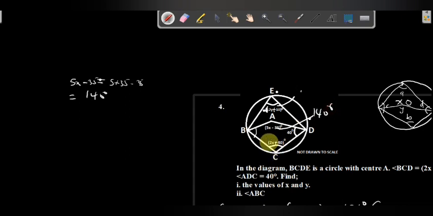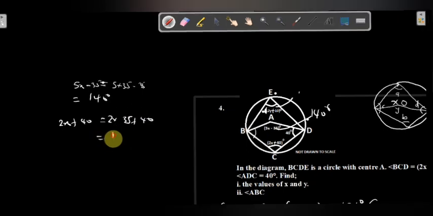Then we'll have to look for this again. So we have 2x plus 40, which will be equal to 2 times 35 plus 40. That will be 110 degrees. So this angle here is 110 degrees. So now this is a quadrilateral ABCD.